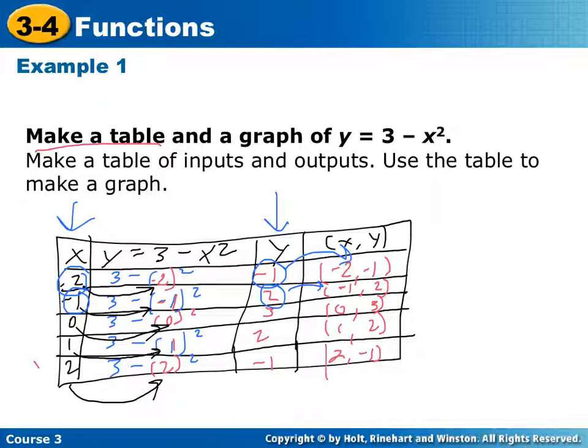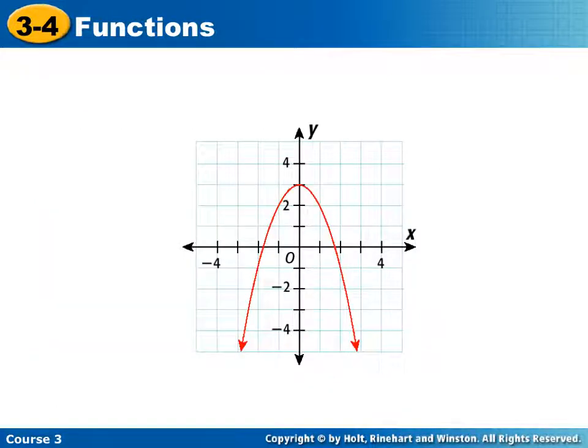After I have this table, okay, I graph it, I get a graph, and it comes out to look something like this. These were my points. My points were 0, 2, -1, 2, 1, 2, and I had -2, -1, and 2, -1. Those were my points, and notice how I connected those points with that curved line.